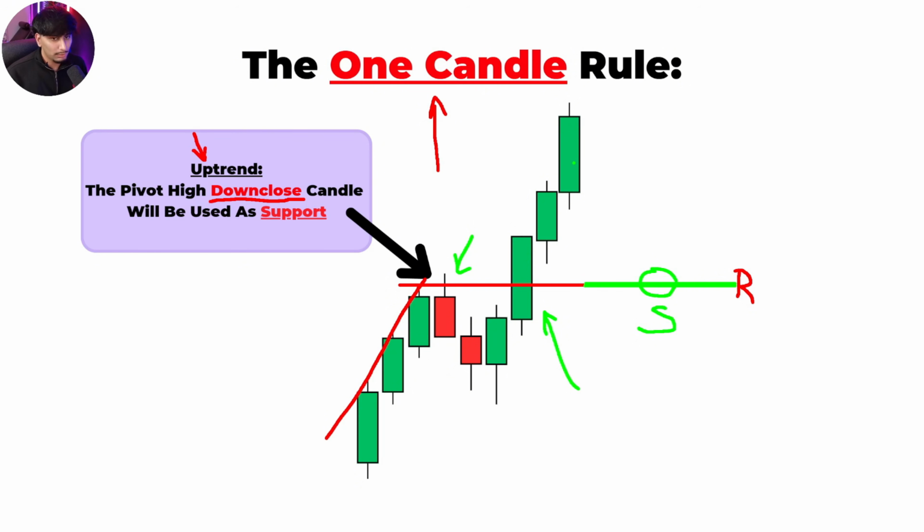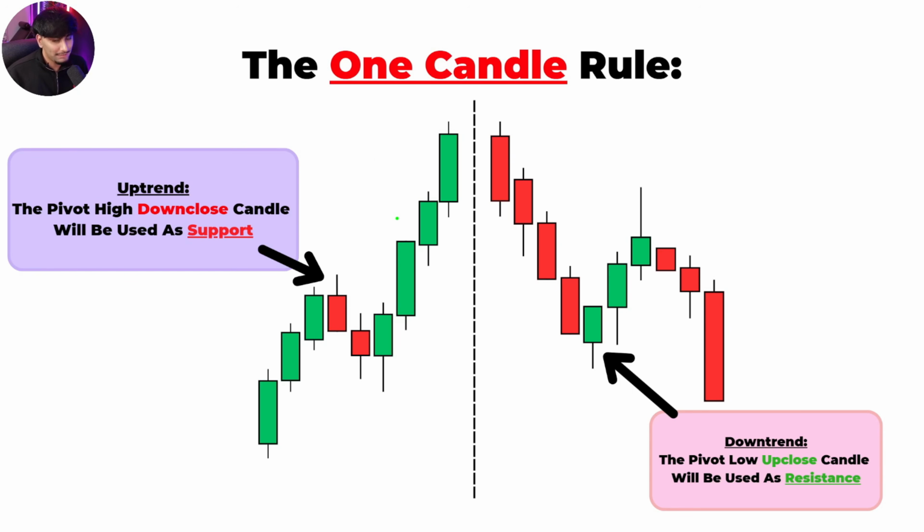Therefore, using the simple break and retest strategy and system that I teach on this channel, we know that this is going to be the lowest risk trade. However, the main question I get is, how do we enter on the key levels? Well, this is where we want to use the one candle rule. Before I explain exactly how to draw the one candle rule, I just want to explain. For the uptrend, the pivot high down close candle will be used as support, which will be the highest red candle in an uptrend. And for the downtrend, the pivot low up close candle will be used as resistance. If we use this red candle as support, we know in this downtrend, it will be the lowest green candle that we're going to be using as resistance.